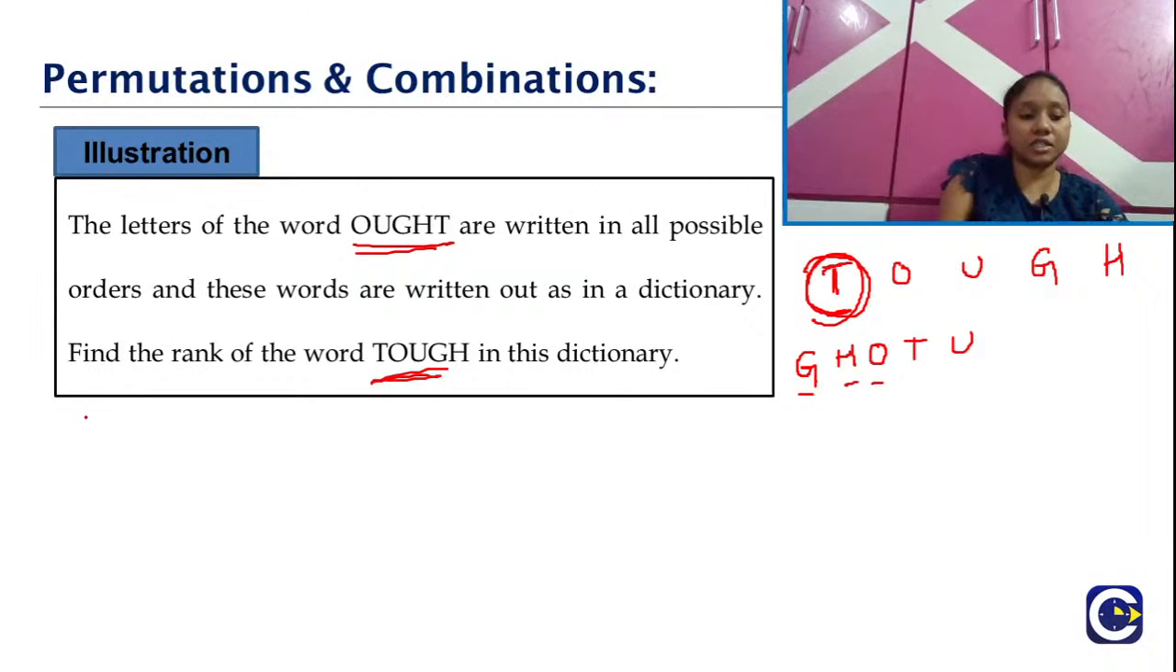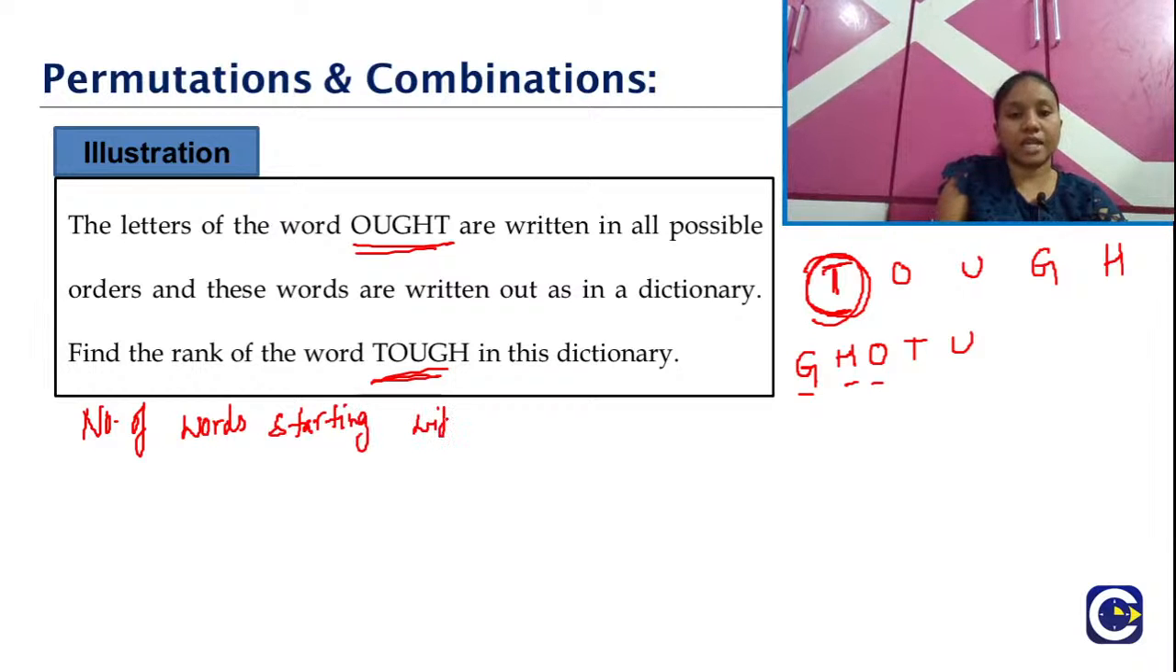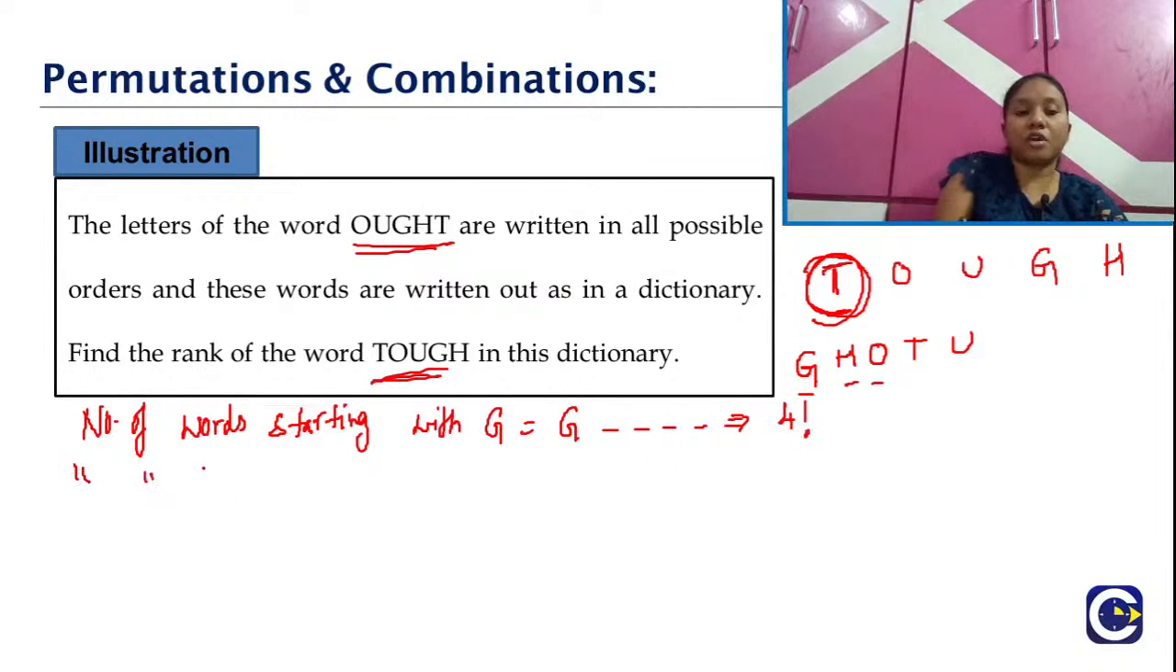So first consider the number of words starting with the letter G. That means G, and then 4 gaps. That means in these 4 gaps, the remaining 4 letters can be arranged in 4 factorial ways. Similarly, the number of words starting with H. That also is the same thing, 4 factorial.